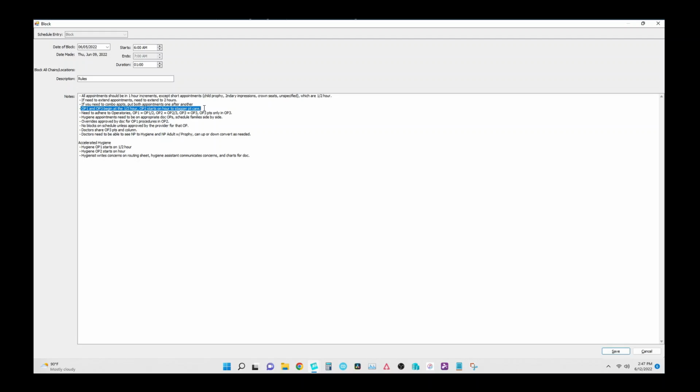The other thing that's very important is that we need to adhere to the operatories listed on the appointment type, okay? So an OP1 procedure, which is our heavy doctor type of procedures, will only go in OP1 or OP2, okay? Their overflow is into OP2. And OP2 procedures only go into OP2 or OP3. OP3 procedures only go into OP3, and OP3 patients only go into OP3.